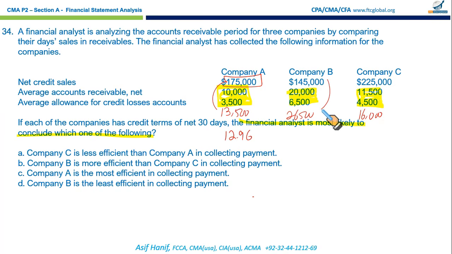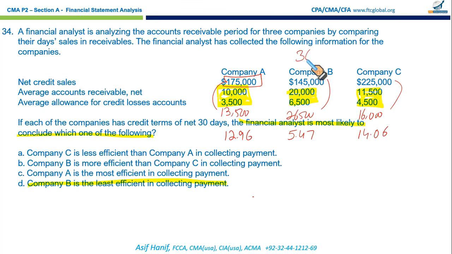105,000 divided by 26,500 gives you 5.47. And then 225 upon 16,000 gives you 14.06. So what it basically means is that company A collects money 13 times in a year from its customers. Company B collects only 5 times in a year, and C 14 times in a year. So C is the most efficient, and company B is the least efficient. Got our answer, but if you need to convert into days, you can do that.